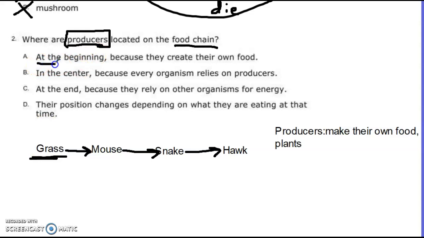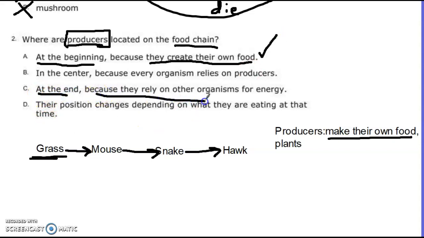I like this at the beginning? Because they create their own food, which is pretty much what we said here. So this is an answer I really like. Let's skip B for a moment. Are they at the end because they rely on other organisms for energy? Now we know that producers make their own food using the sun. This answer makes no sense.